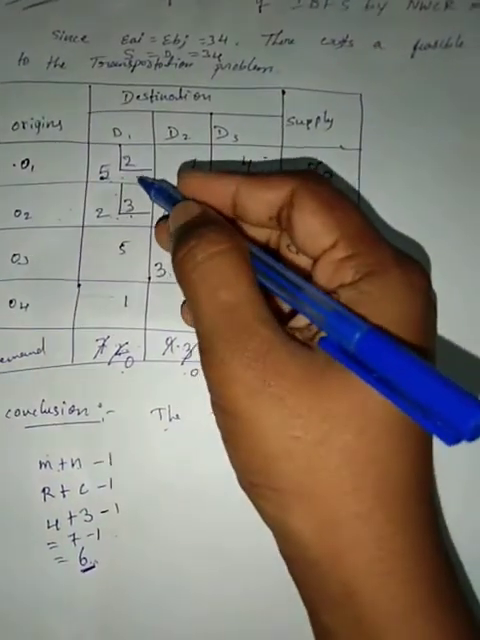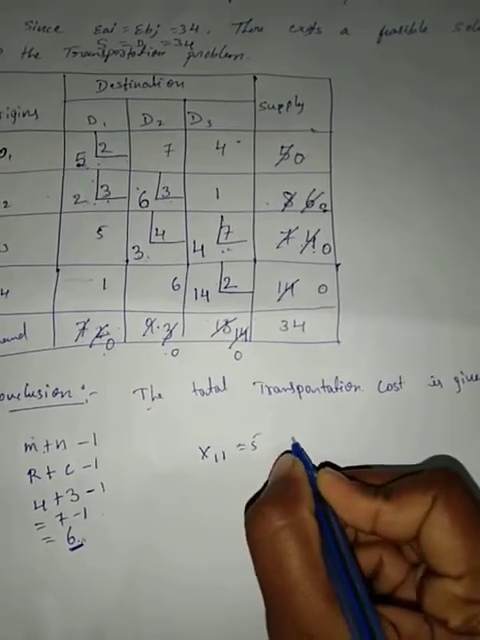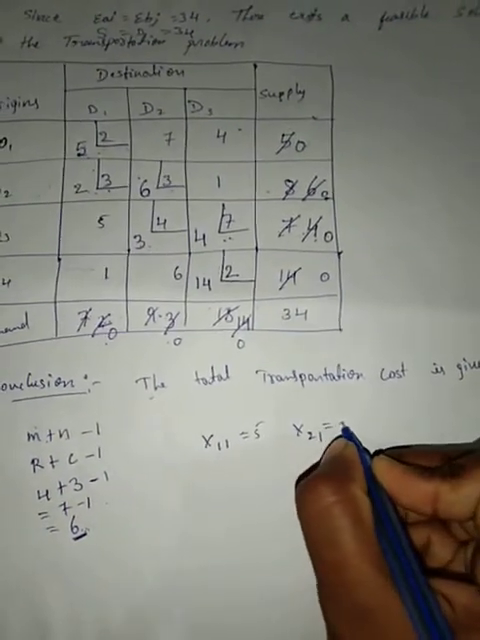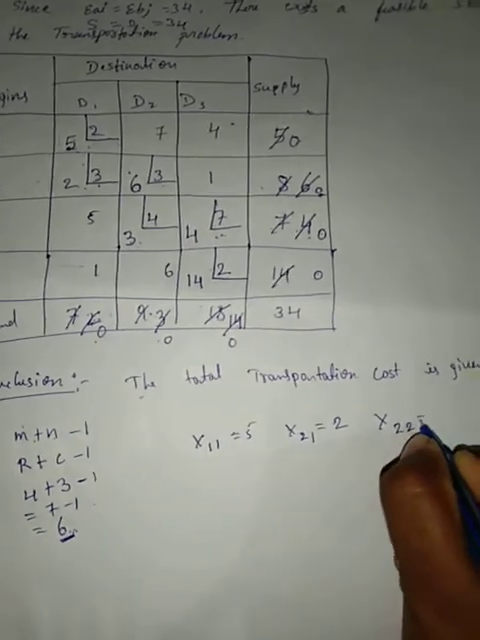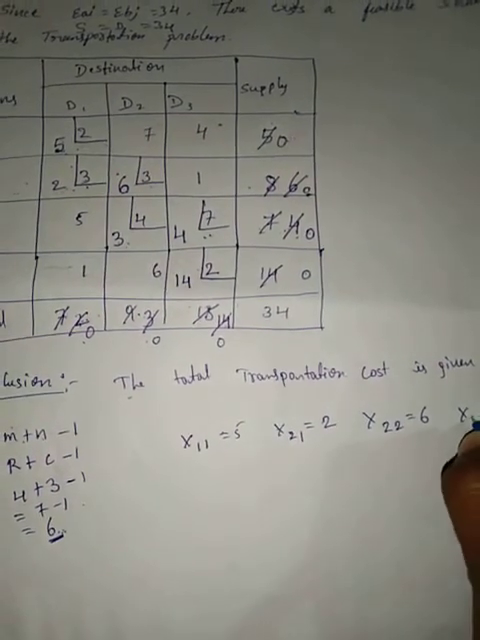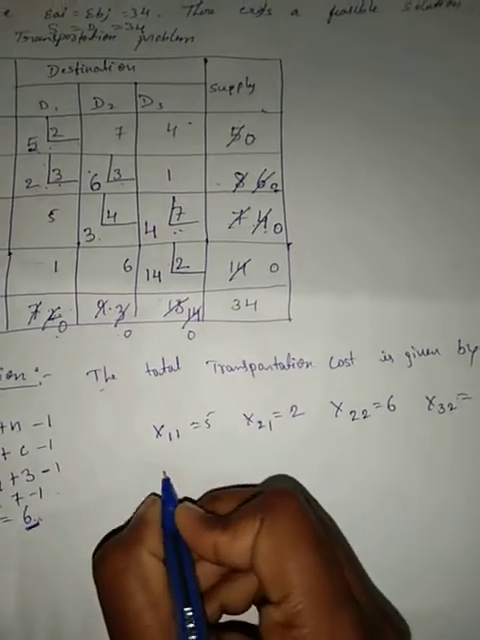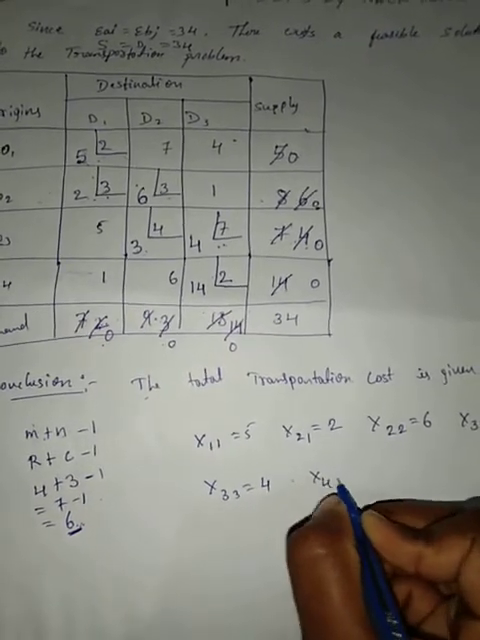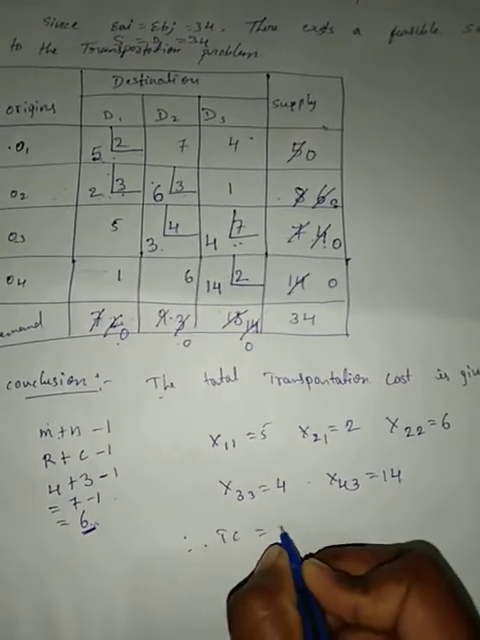And next, the total transportation cost is given by, here we write the 6 allocated cells. So x11 equal to 5, x21, second row first column, equal to 2, x22 equal to 6, x32 equal to 3, x33 equal to 4, x43 equal to 14. Therefore the total transportation cost is 5 into 2.